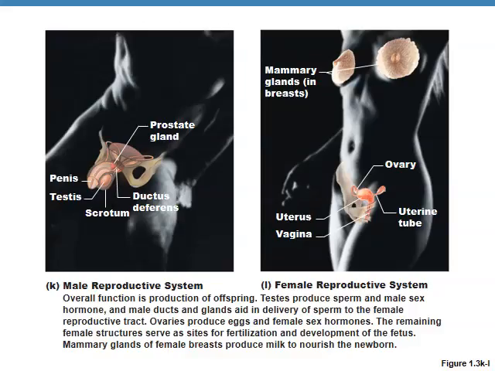Last, we have male and female reproductive systems. Basically, these are to produce offspring. So we're talking about meiosis. The ovaries create eggs, the testes create sperm. This is the only place in the human body that meiosis occurs.